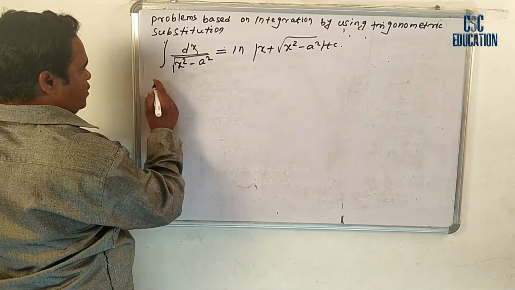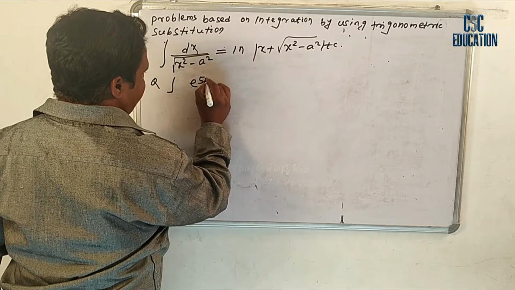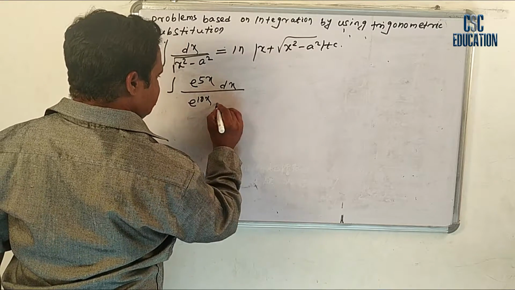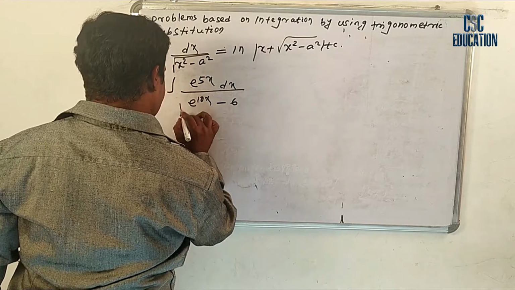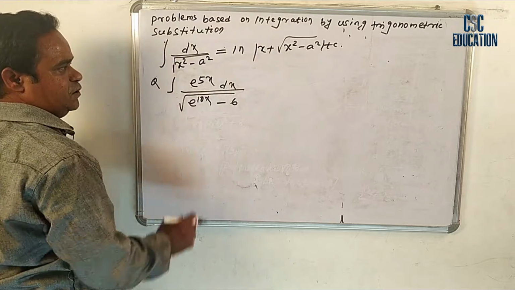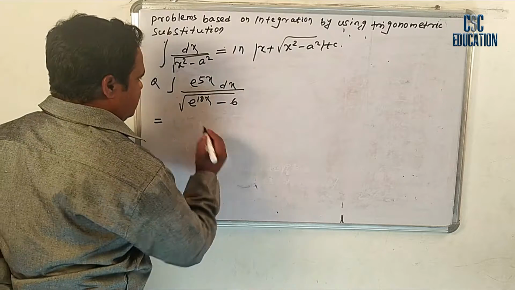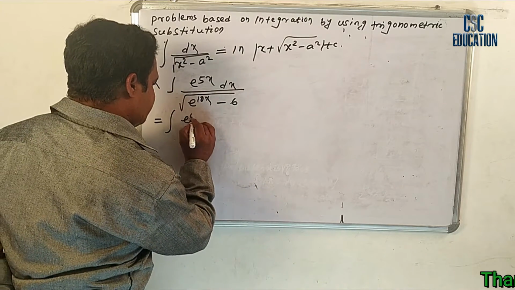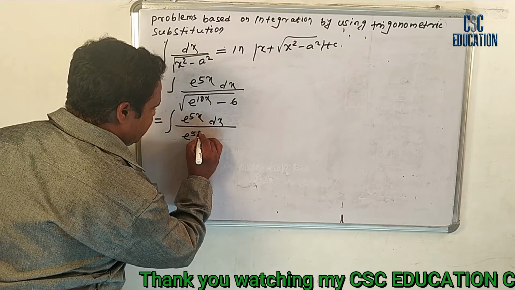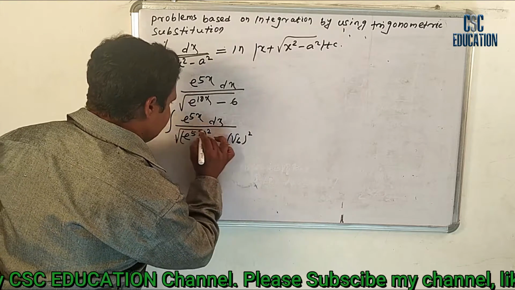The question is the integral of e^(5x) dx divided by the square root of e^(10x) minus 6. Now the solution is here. This equals the integral of e^(5x) dx divided by the square root of (e^(5x))² minus (√6)².